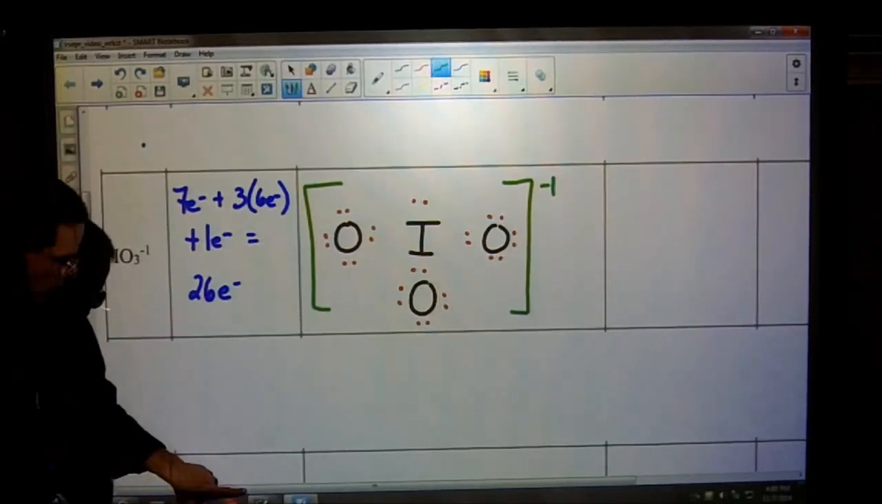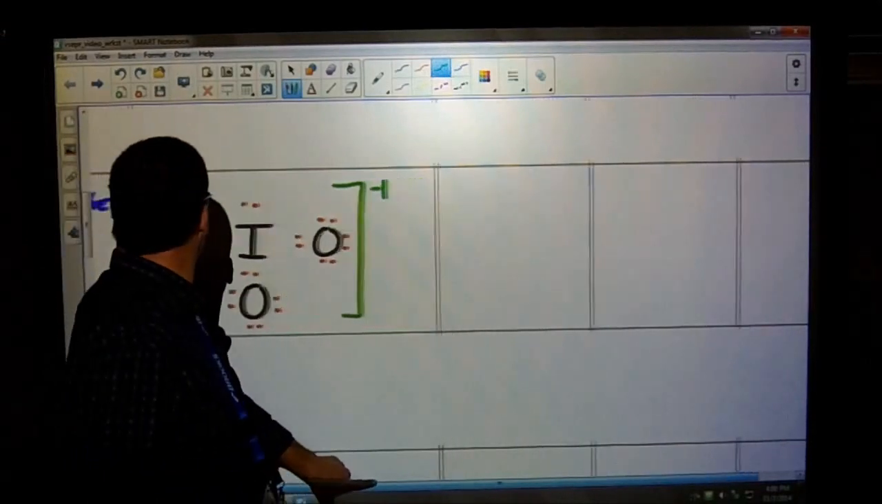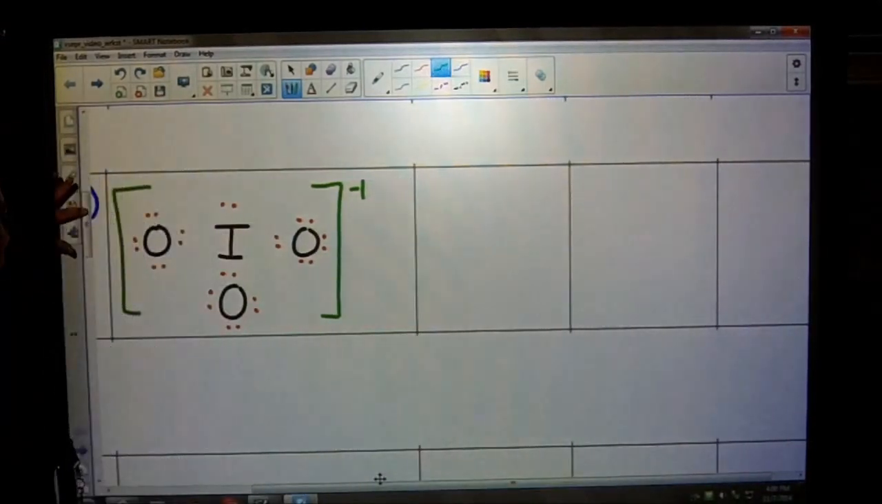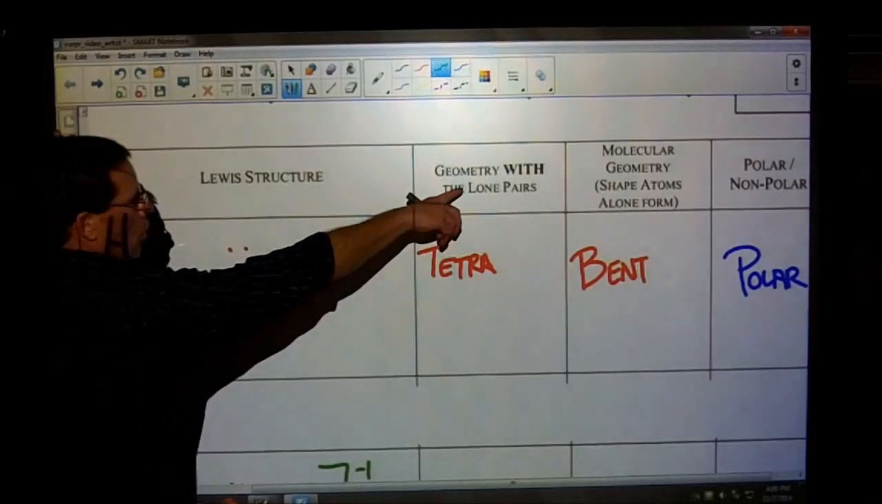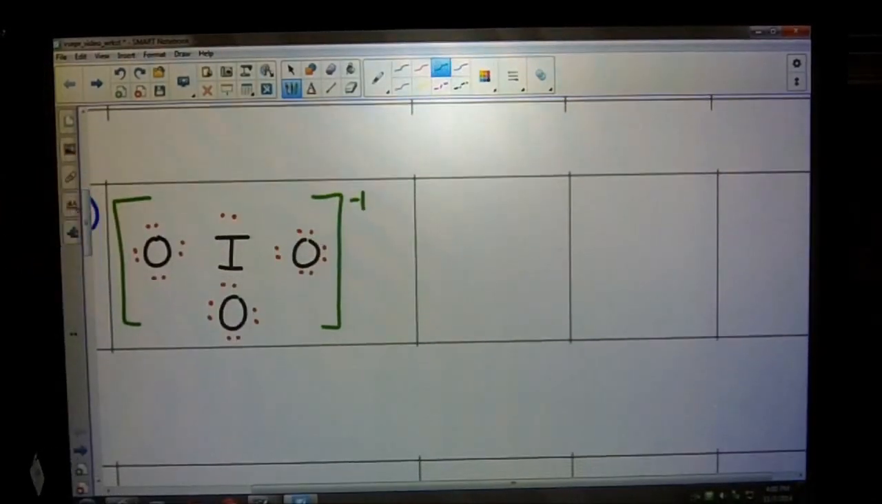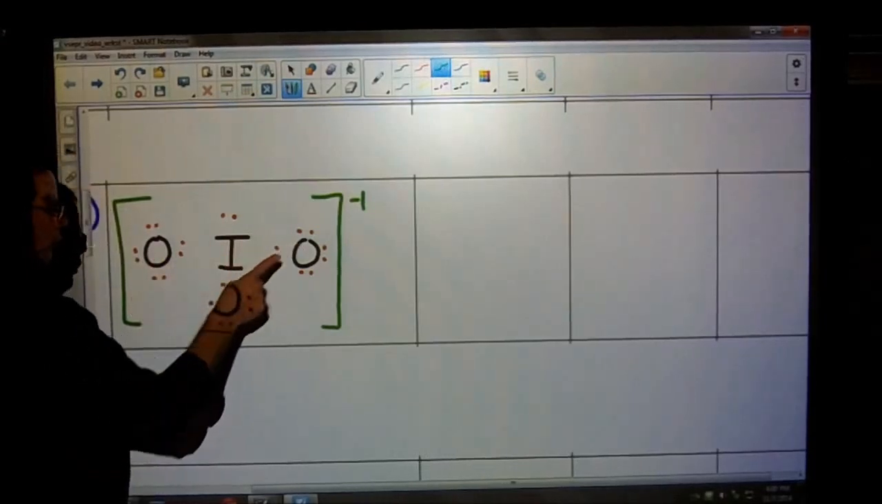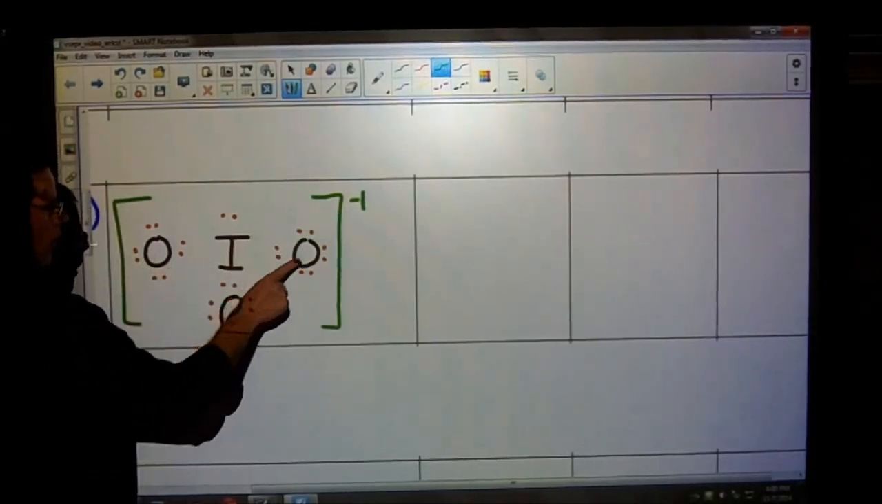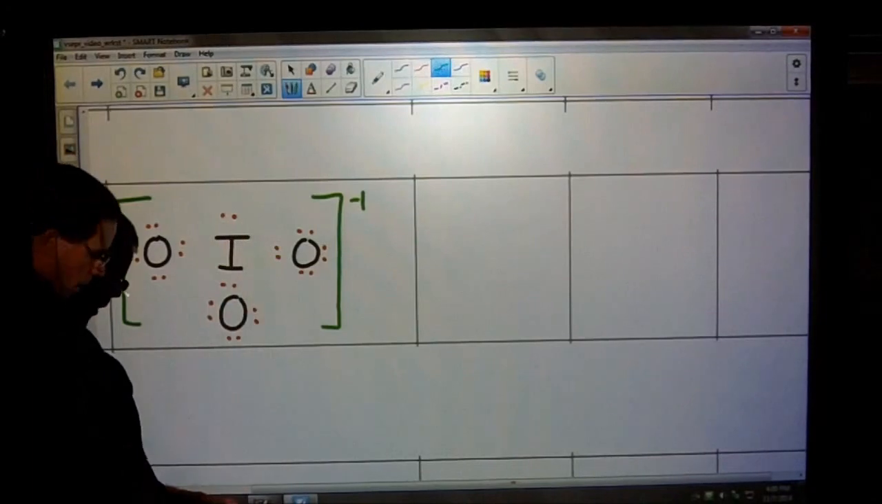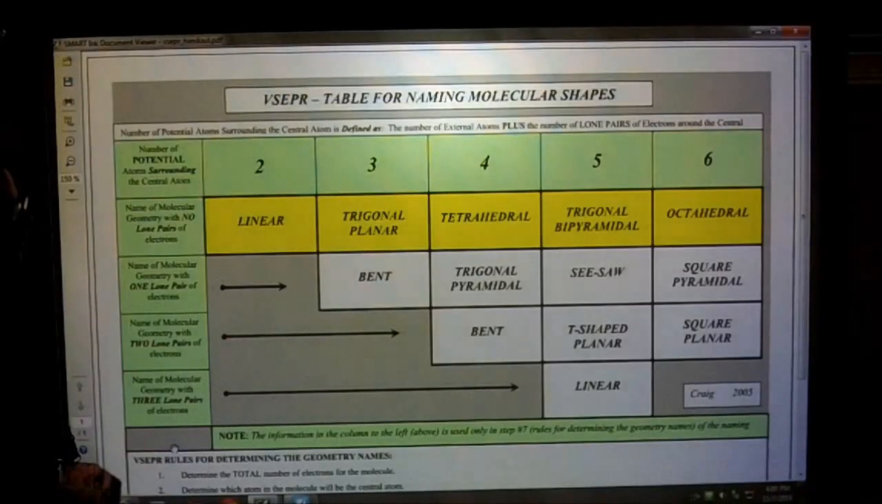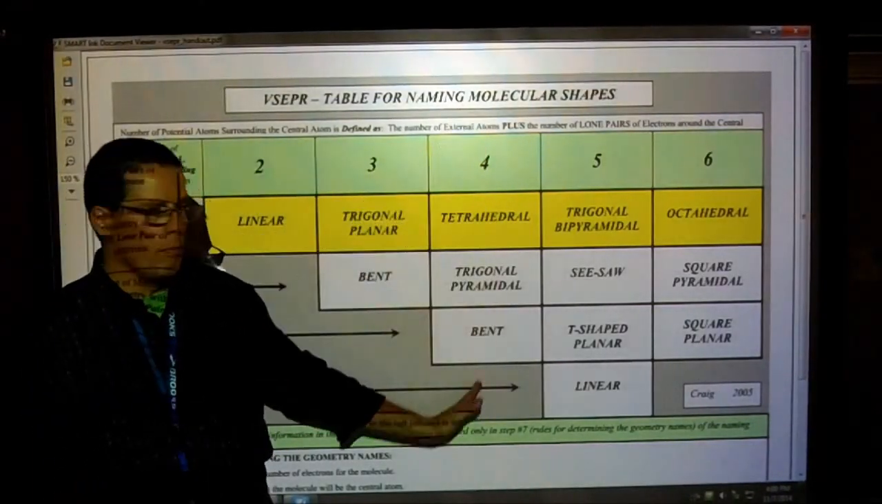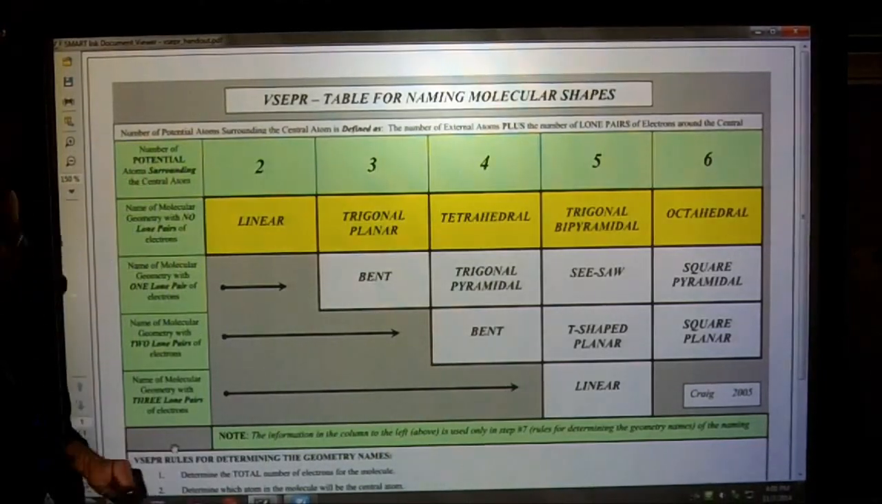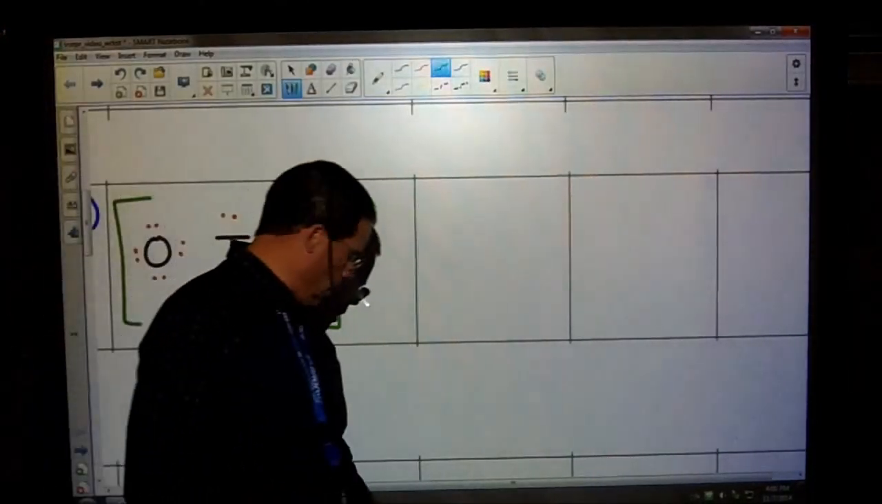All right, now the next thing that we want to ask about this is, what is the shape that this forms with the lone pairs? So first of all, we have to determine what our potential is. So how many external atoms do we have? Correct, we have 3 plus 1 lone pair. So that means that we are looking again in column 4. Okay. So we have a tetrahedral shape.